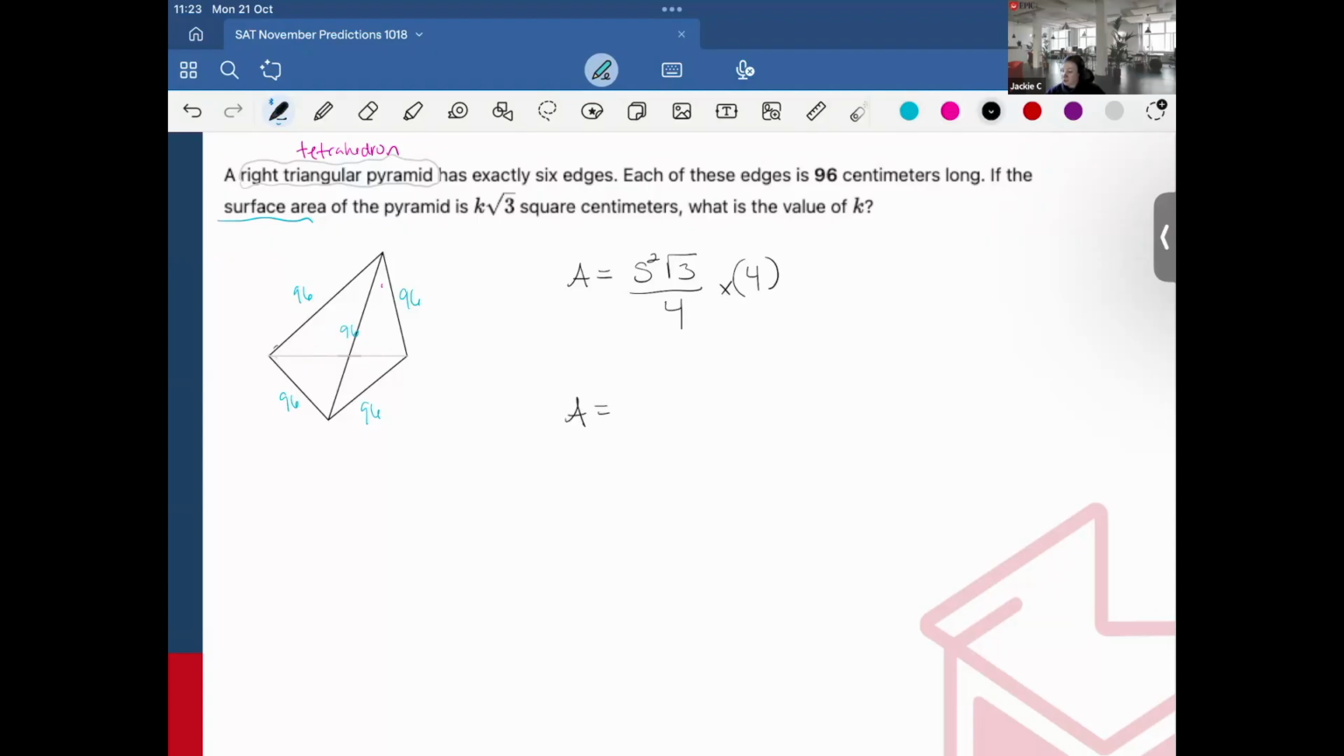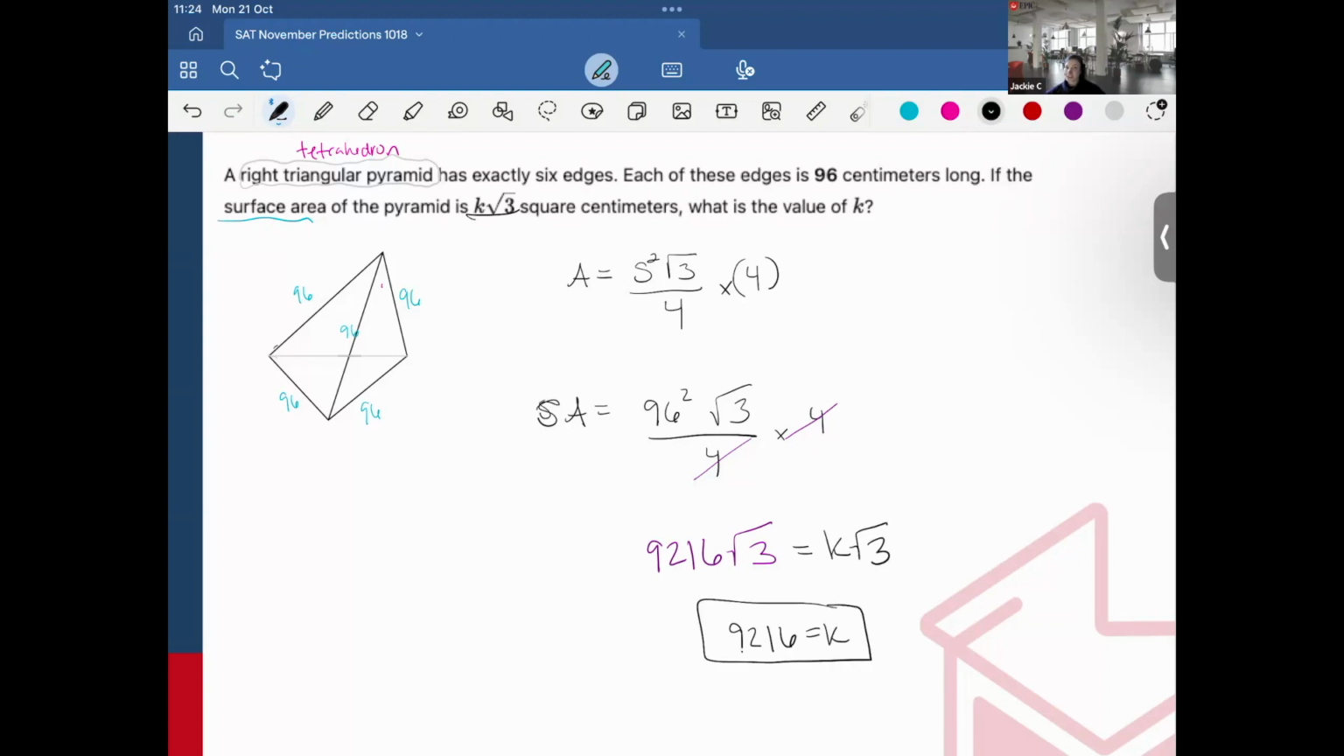So surface area, SA, equals 96 squared root 3 divided by 4 times 4, just to show the 4s would actually cancel. And I'd be left with 96 times 96, 9,216 root 3. And remember, it tells me that this is equal to k root 3. So therefore, 9216 is equal to k, and that's my answer. Wasn't that amazing?